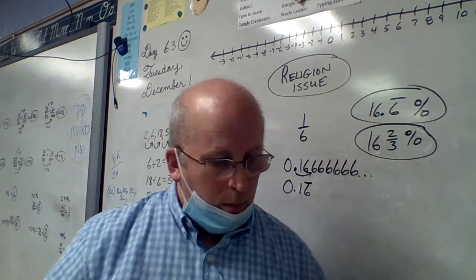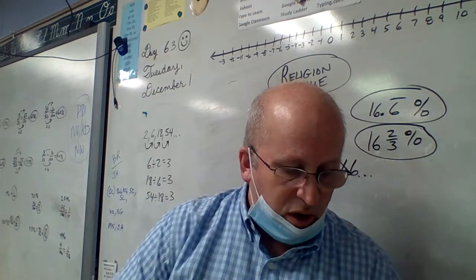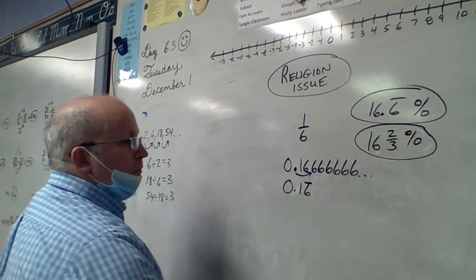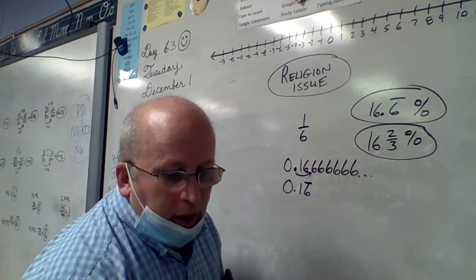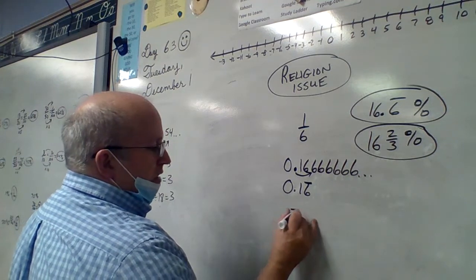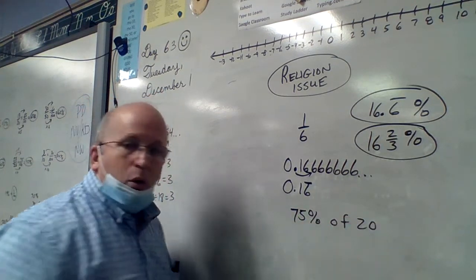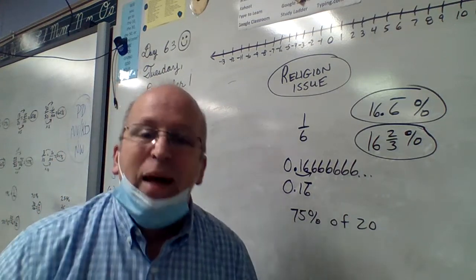Number 2, explain how to find 75% of 8 mentally. Mentally. Well, I'm not going to do it for 75% of 8. I am going to do it for 75% of 20. How would I explain that mentally?